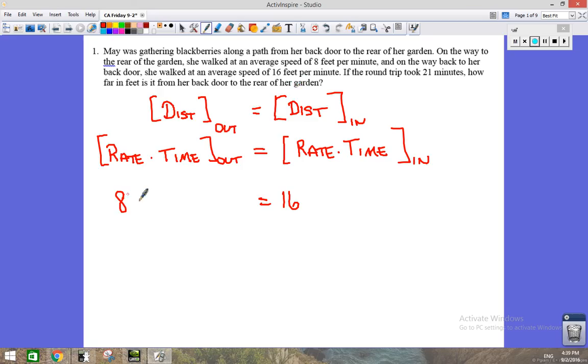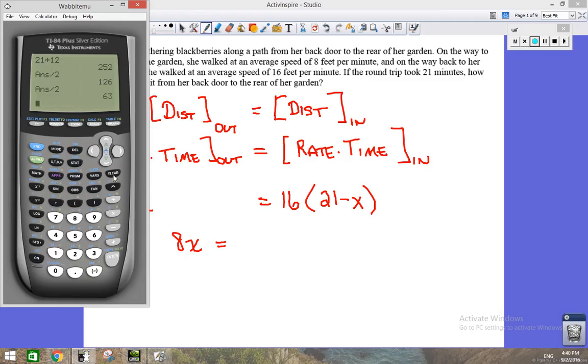So if I let X be the time that she walks out to the edge of her garden picking the berries, then I know that the return trip is 21 minus X, because I know the total time has to be 21 minutes. So if you called the X the time out and Y the time to come back in, if that total time is 21, all I'm doing is writing an expression for the time that it takes for her to come back in, which is 21 minus X. So if we multiply this, we've got 8X is equal to 16 times (21 minus X), and 16 times 21 is probably 336.